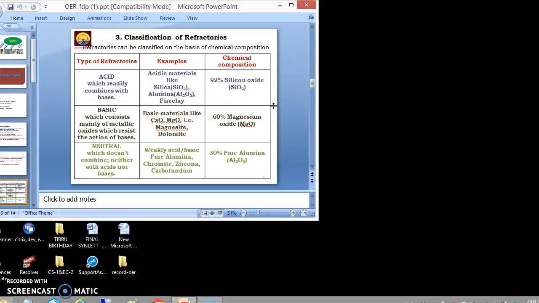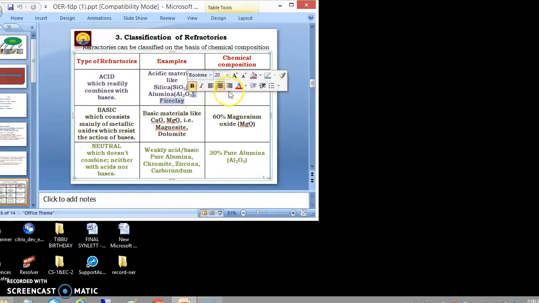Classification of the refractories. This classification is divided based on the chemical composition. The first one is the acid refractories. The second one is the basic refractories. Third one is the neutral refractories. Generally, acid refractories readily combine with bases. The best examples are silicon dioxide, aluminum oxide, and fire clay refractories. So in these refractories, 92% silicon dioxide is the main composition.